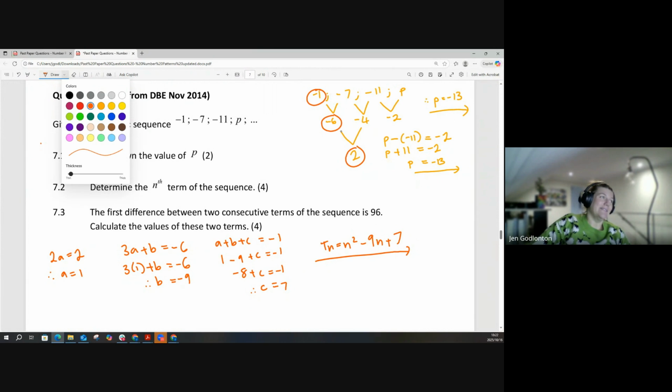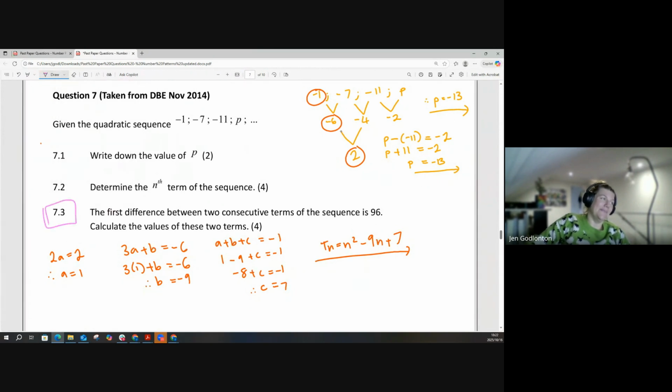Now, I'm going to give you some time to see if you can try and sink your teeth into 7.3. And remember that first differences make up a linear pattern.